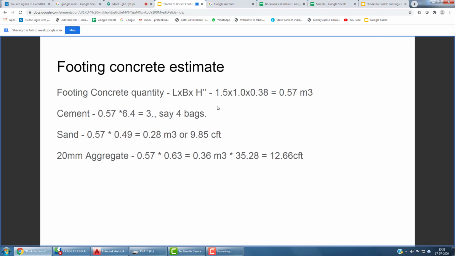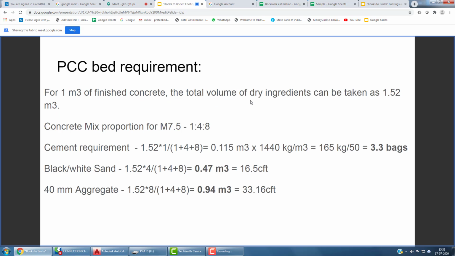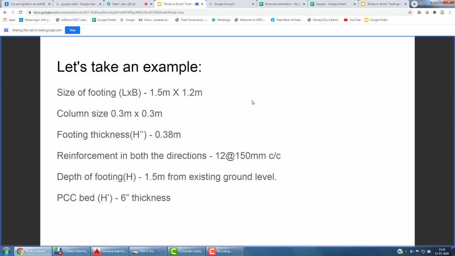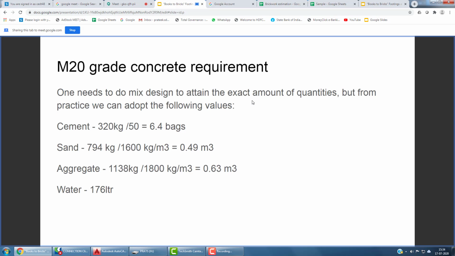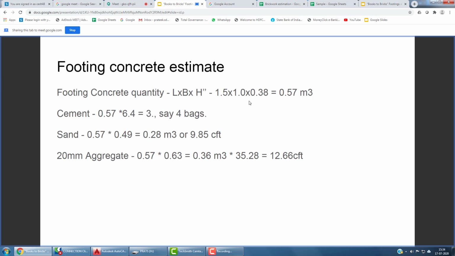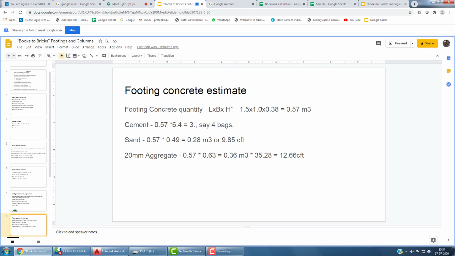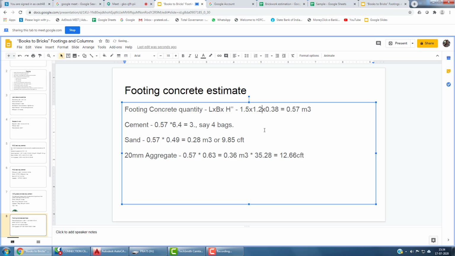Next, footing we will estimate. Okay, by mistake I have done it for 1.5 by 1. So this is 1.5 by 1.2. So tell me what is the value? Footing concrete value you have to tell me. So I hope this comes around 0.68.